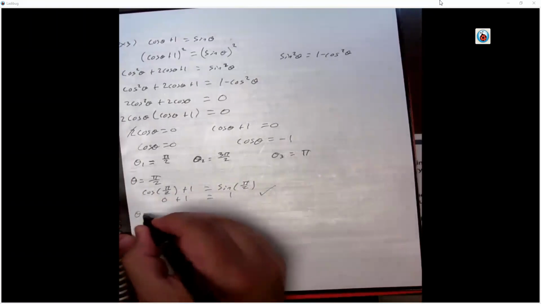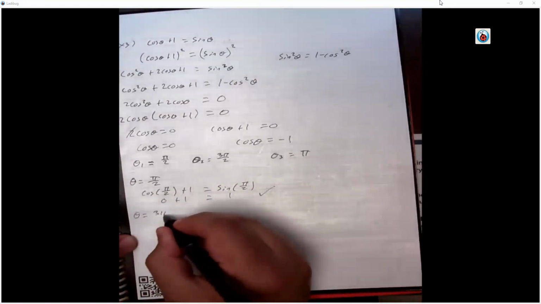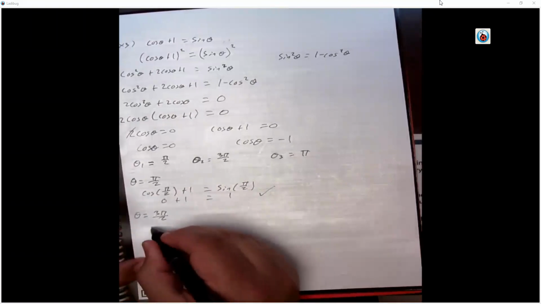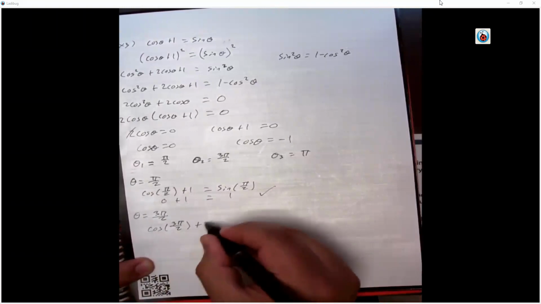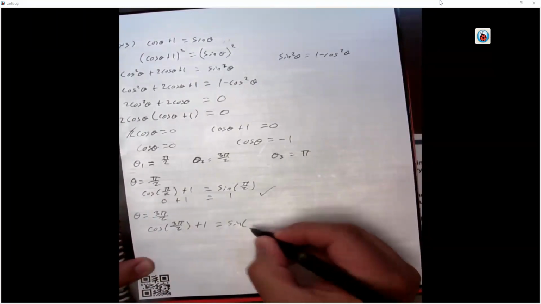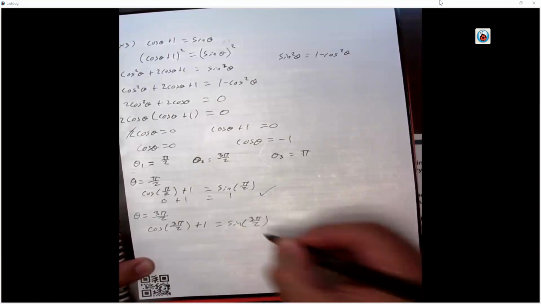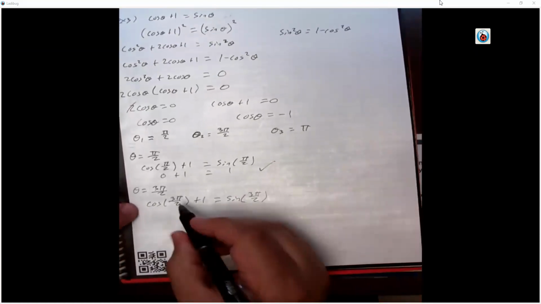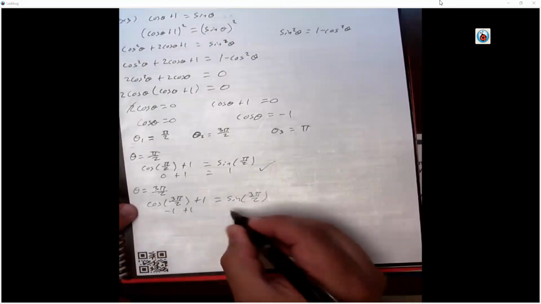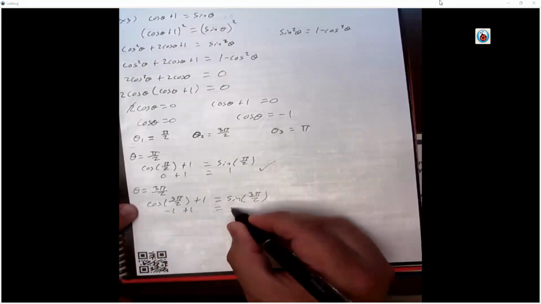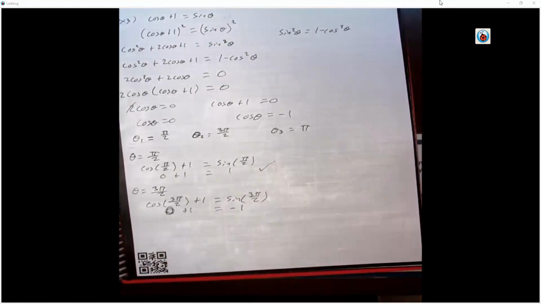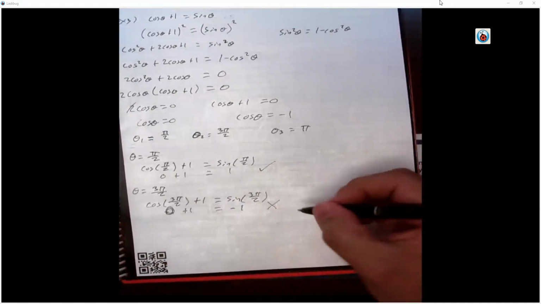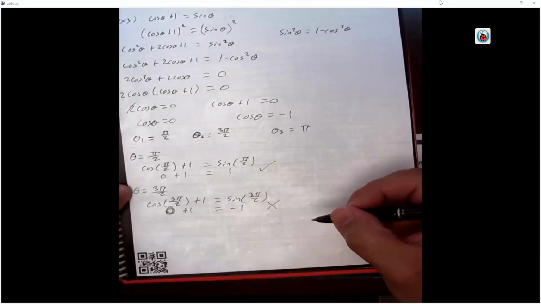Now let's try 3 pi over 2. Cosine of 3 pi over 2 plus 1 equal to sine of 3 pi over 2. Punch that into your circle, calculator, whatever. This will be -1 plus 1 equal to -1. I'm sorry, this is a 0. 0 plus 1, is that equal to -1? So this is the false answer for sure. So we're not going to use that.